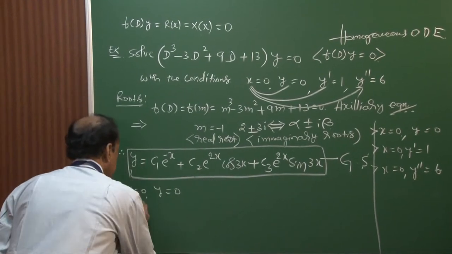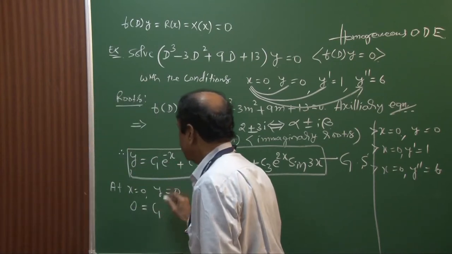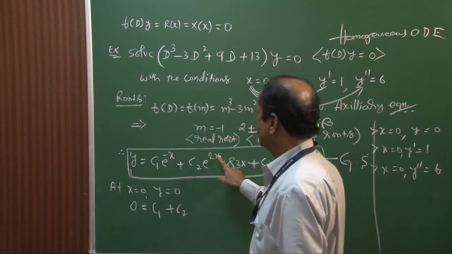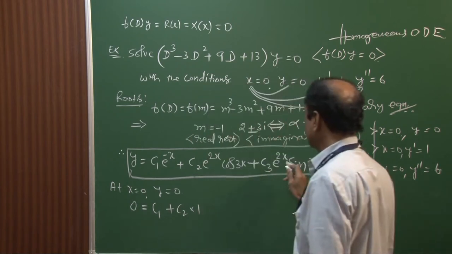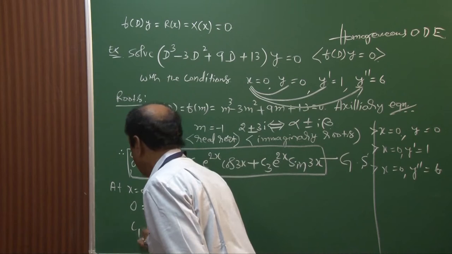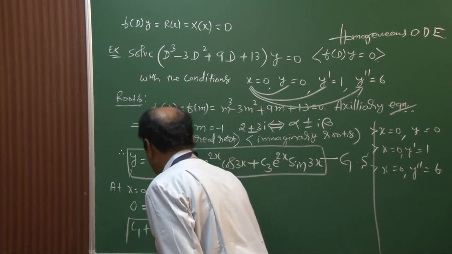What is that? That is 0 on the left side, and C1 e to the power 0 is 1, plus C2, e to the power 0 is 1, and cos 0 is 1, that is also 1, and sin 0 becomes 0. Therefore, the first equation is C1 plus C2 is equal to 0. This is the first equation.